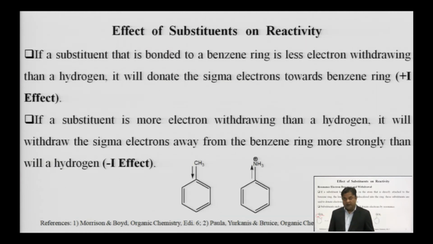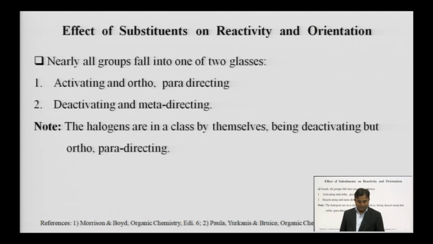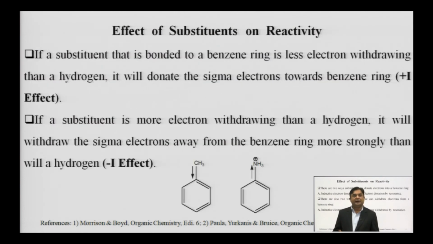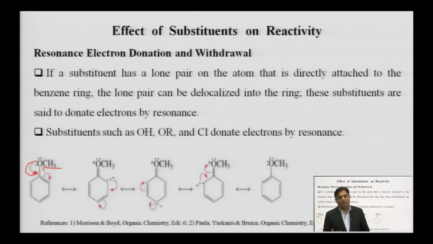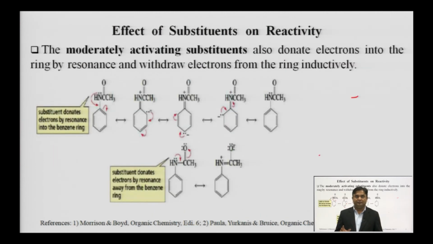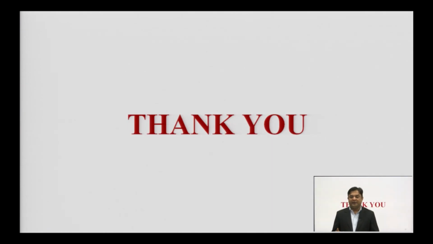So, this is all about the effect of substituents on the reactivity. Once again, I will just summarize my lecture. I have told you earlier that two types of substituents are present. Before that, I told you that when benzene itself is there, all the carbons of the benzene ring are equal. सारे के सारे कार्बन इक्वल हैं, इक्विवेलेंट हैं, sp2 हाइब्रिडाइज्ड हैं.